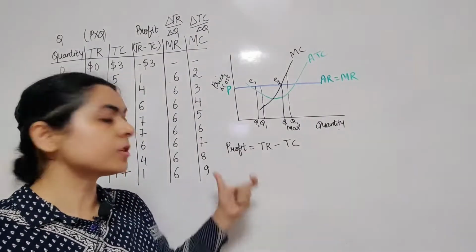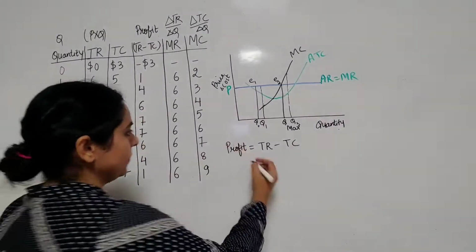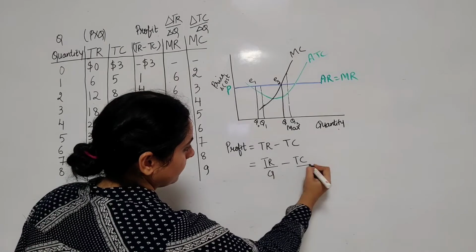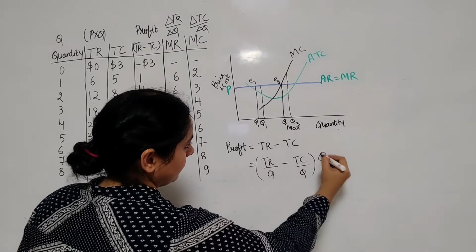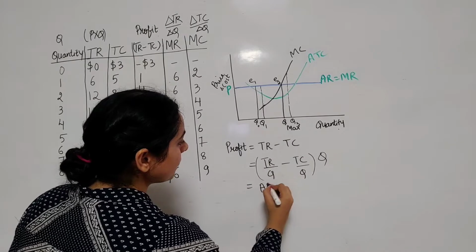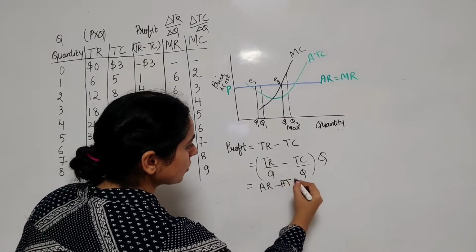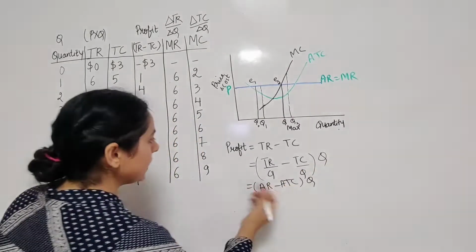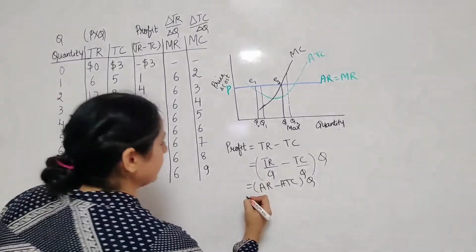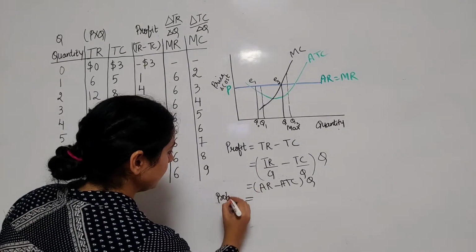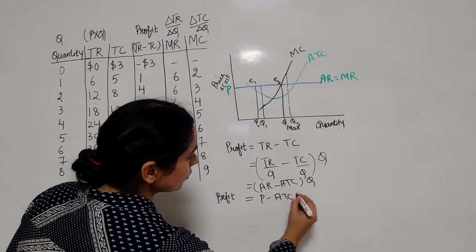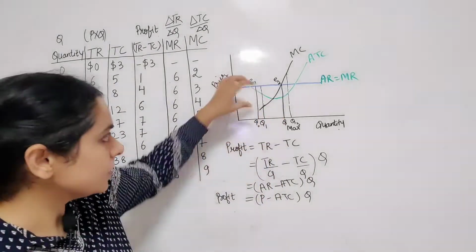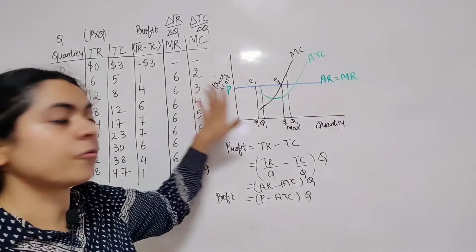As we know, profit is the difference between total revenue and total cost. We can also write it like this. This portion represents average revenue and this portion represents average total cost, multiplied by quantity. And we know that average revenue is price. So profit is price minus average total cost, multiplied by quantity. So now we'll shade a portion here to represent the profit earned by this firm.